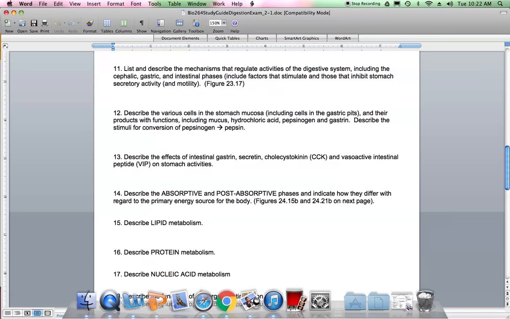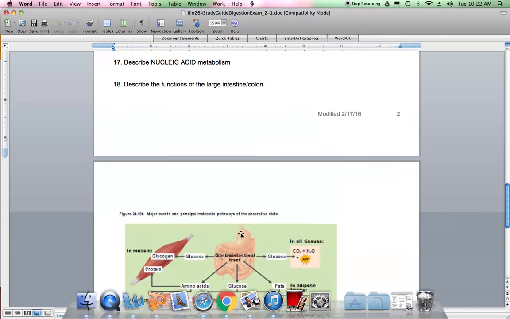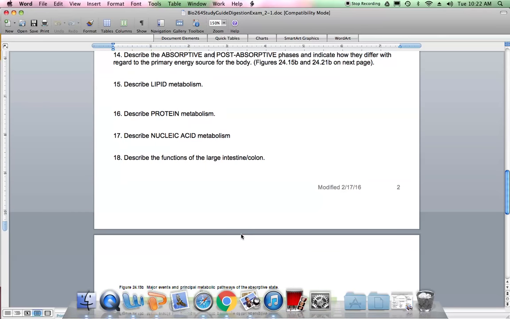And then the last objectives right here, number 15, 16, and 17, we're not quite to the end yet. This is referring to the liver. Lipids are metabolized in the liver. Protein metabolism also occurs in the liver, and so does nucleic acid metabolism. Now, metabolism also includes digestion, but it takes it several steps further. For example, with proteins, individual amino acids need to be deaminated by the liver, transaminated, etc. There's a lot of things that can happen with that.